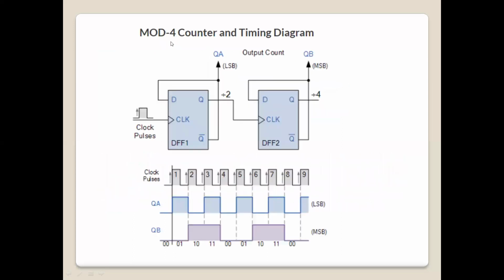See, this is a mode 4 counter. That is divided by 4. This is the clock frequency. The clock signal input we are giving to the first flip-flop. The output of the first flip-flop will be the clock pulse divided by 2. The output of the second flip-flop will be the clock pulse divided by 4. So if you are using 2 flip-flops, we can say the output is a quarter of the clock pulse. That is divided by 4.